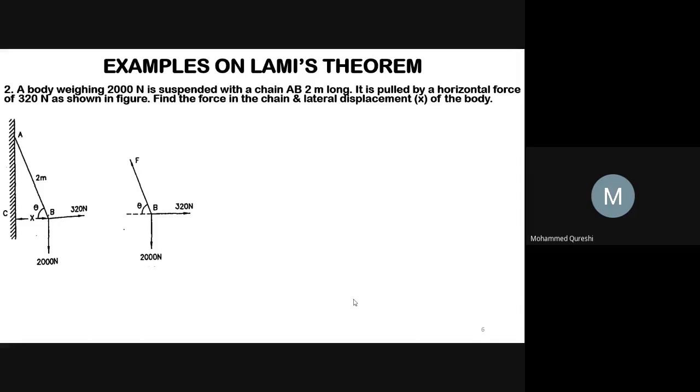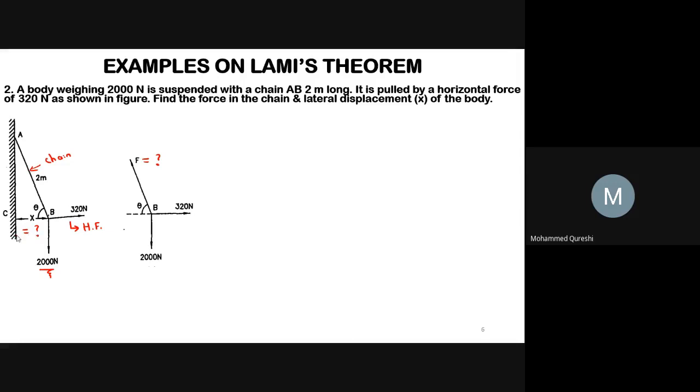Now we will go for another example. A body weighing 2000 Newton is suspended with a chain AB having 2 meter length, and it is pulled by a horizontal force. Here the horizontal force is 320 Newton, and it is pulled by this 320 Newton force as shown in the figure. We have to find the force in the chain, meaning F equals question mark, and the lateral displacement, that is x. We have to find the value of x.